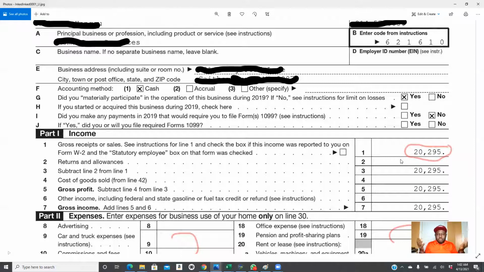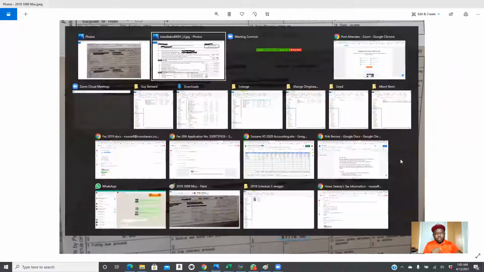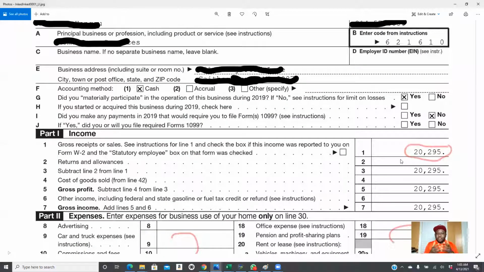But when I looked at where the person actually came up with the 20,000, I was not able to find it. So I went back to the schedules, the miscellaneous, the 1099. When I looked closely, I noticed that the income this business owner received from the company he was providing service to is 51,775.